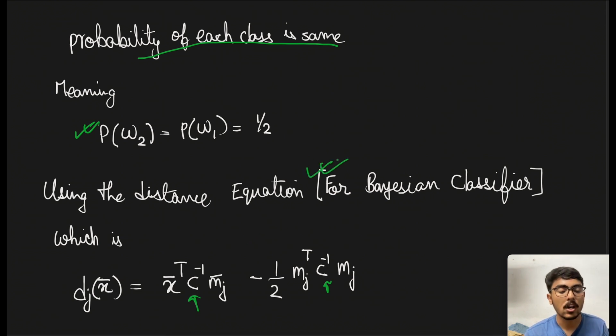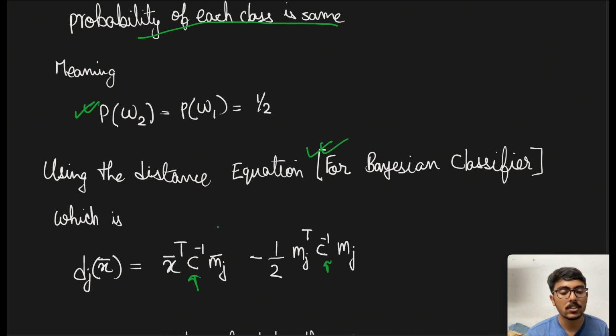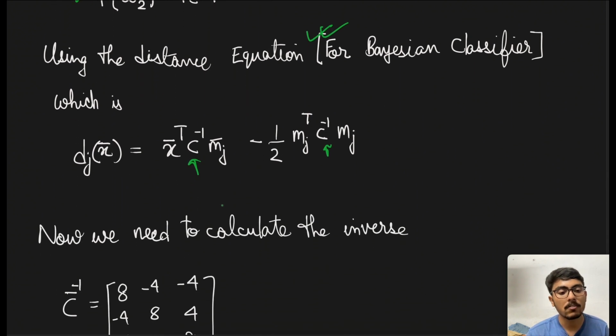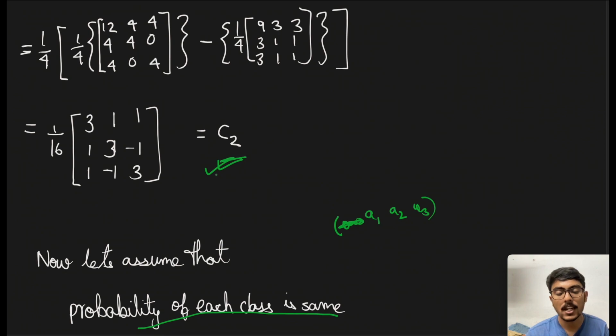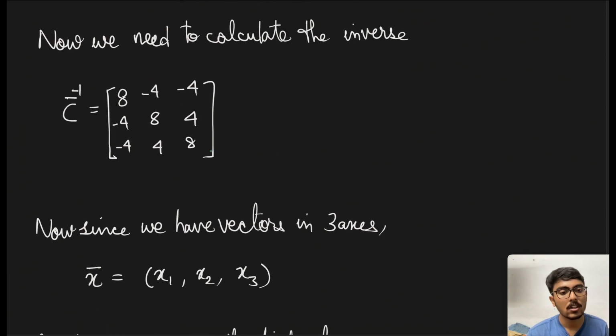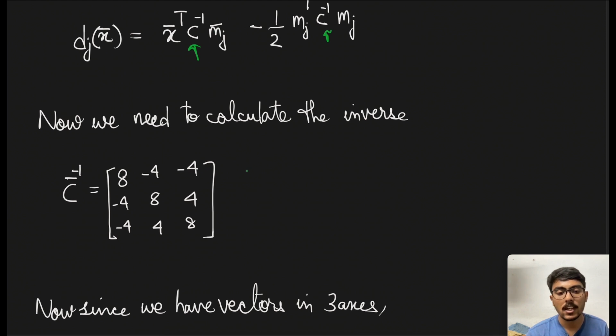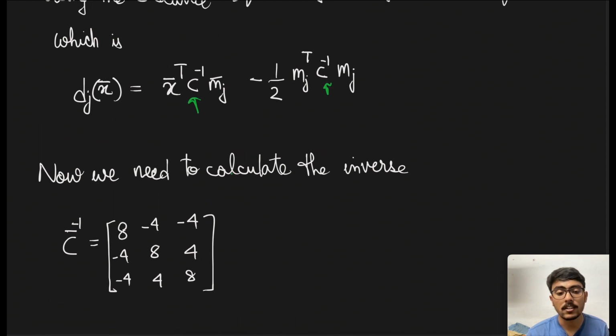Perfect. So now we are going to find the distance equation for this. Once we find C inverse, we are good to go. So till now we have calculated the covariance matrices, and now we will calculate the inverse of it. So this is the inverse, and I didn't mention how to find the inverse of a 3x3 matrix because it would unnecessarily make the video long.